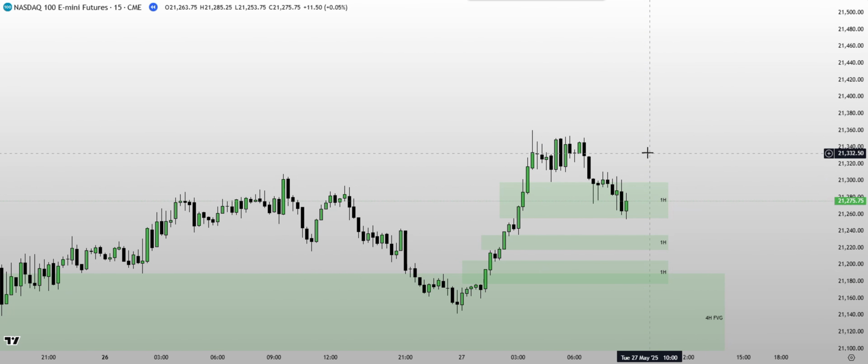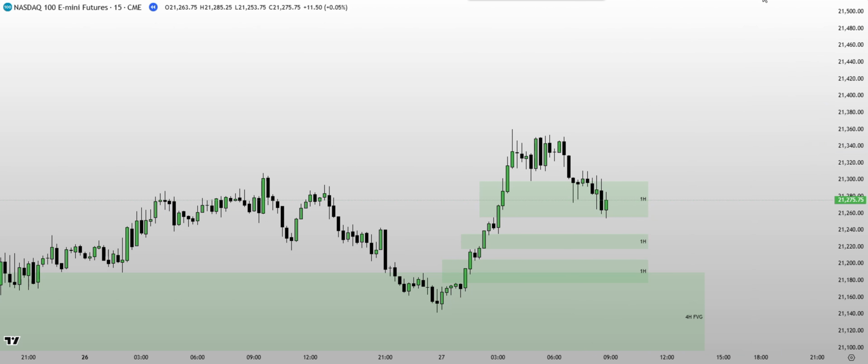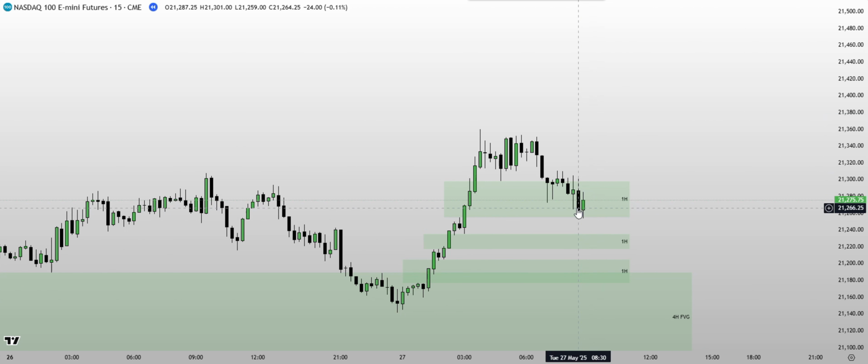So we're digging into these 1-hour bullish imbalances. This is a good thing to see. Why? Because you want to see price dig into a discount for longs. You don't want to take longs in a premium. You want to take longs in a discount where price is delivering at a good price.